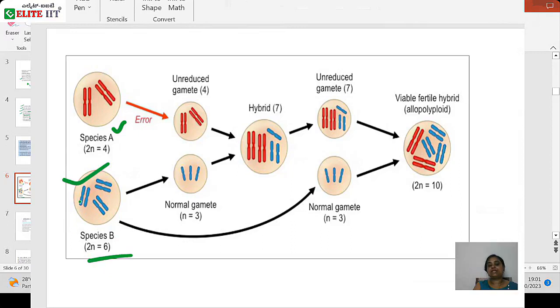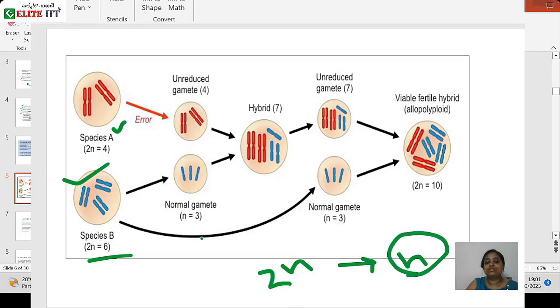Here n means the number of paired chromosomes. In the normal case, if normal meiosis is happening in species B, then from 6 chromosomes, during meiosis, 2n is converted to n. Meiosis always converts the 2n chromosome number to n chromosomes. Reduction of the chromosome number is happening during gamete formation. So this is the gamete. Initially it was 6, and during gamete formation, n is formed.